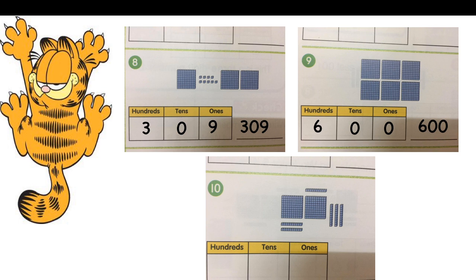How many ones can you count? None. Means 0 again. How many tens? 6. How many hundreds? 2. What's the final answer? 260.